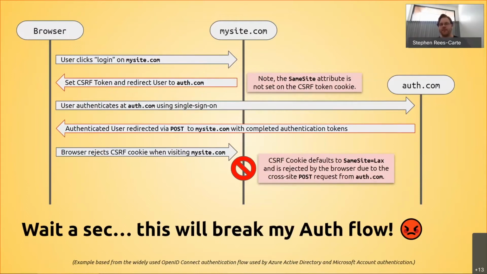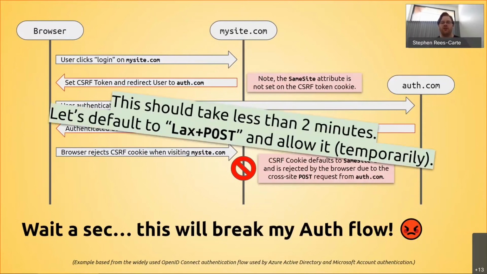And so Google thought about, how do we solve this problem? How do we allow this to work? Because they don't want this to break. This is going to cause a big problem if they break half the internet because they've blocked this, because SameSite Lax by default blocks this. And they came up with a thing called Lax plus Post.